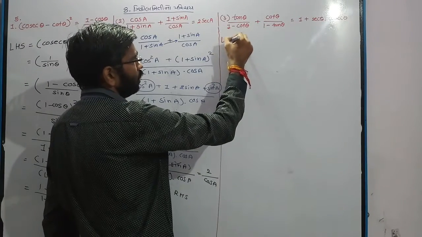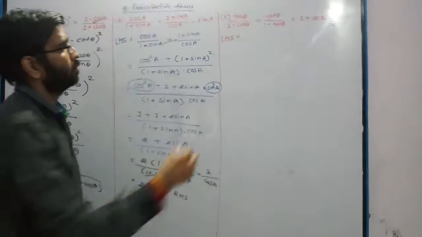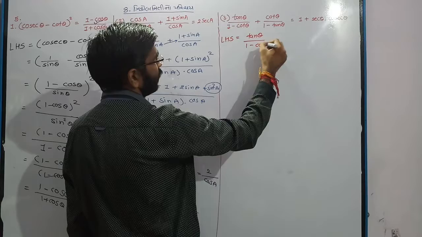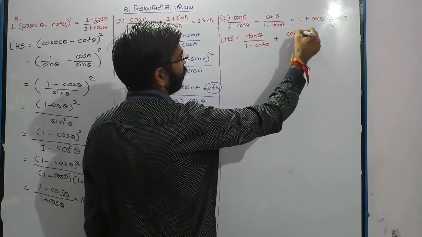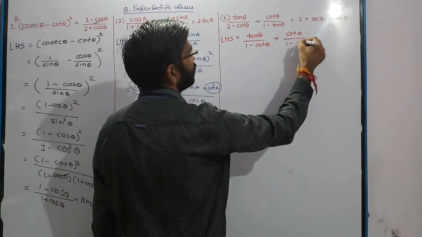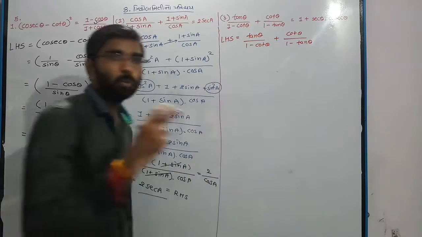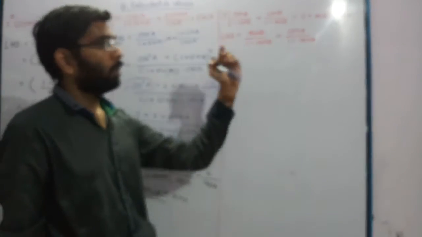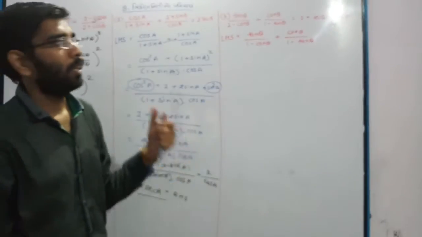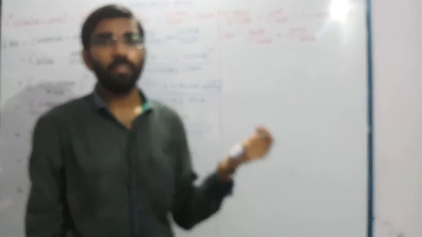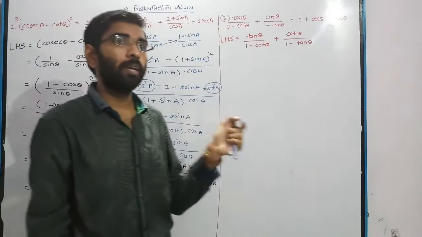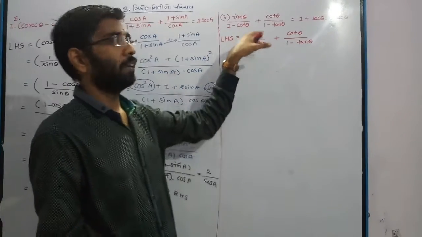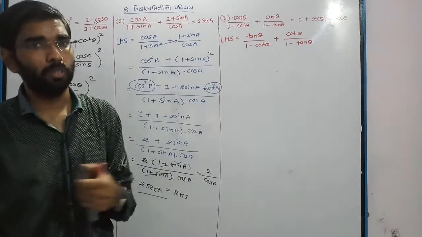As usual, we start from the left hand side: LHS equals tan theta by 1 minus cot theta, and cot theta equals 1 upon tan theta. Here we have two methods to solve this question. One is to convert cot into tan, so cot theta equals 1 upon tan theta. The other is to convert tan and cot into sin and cos.